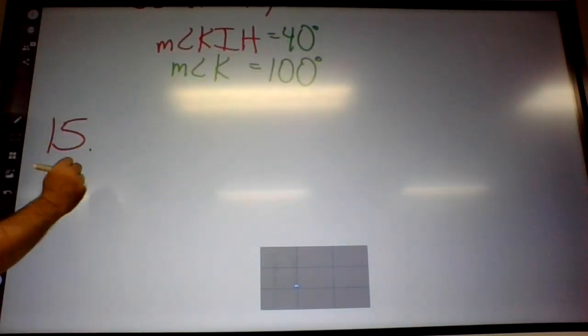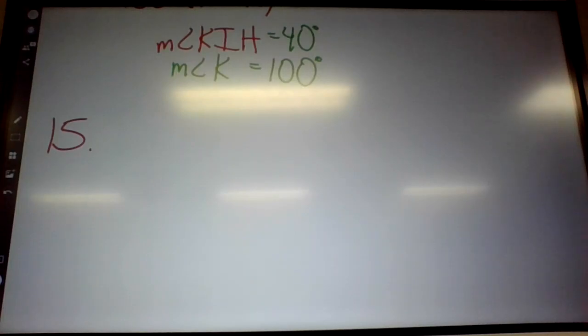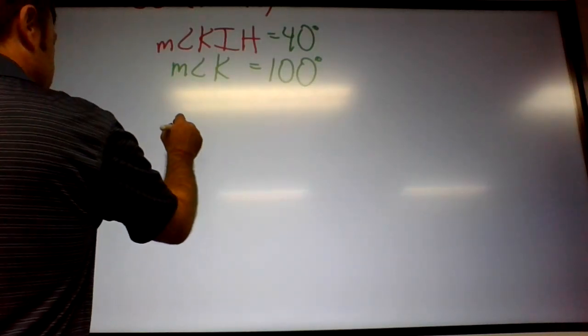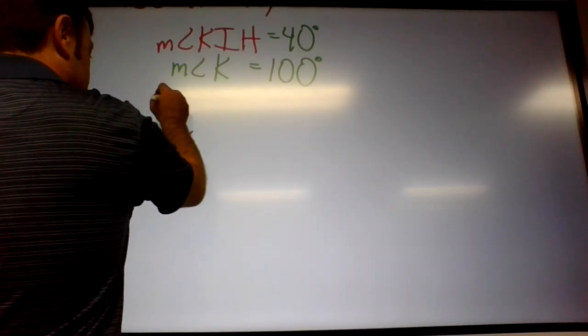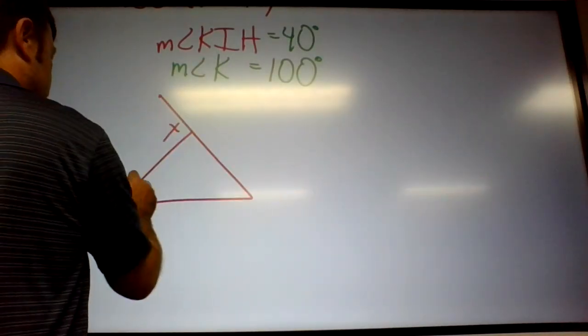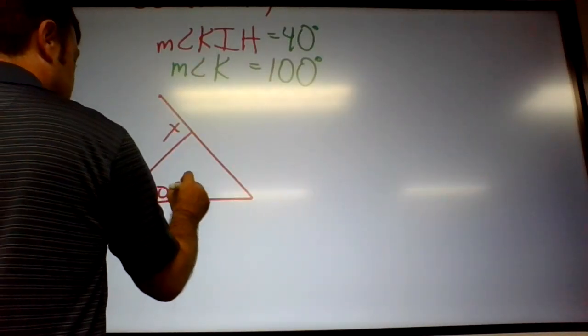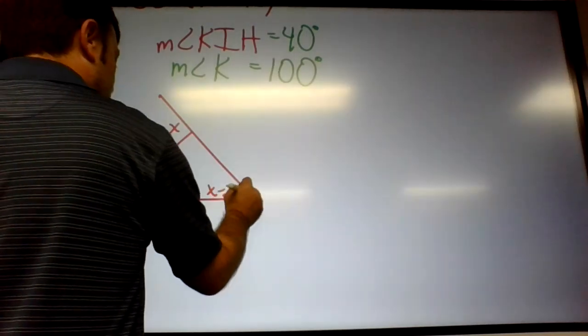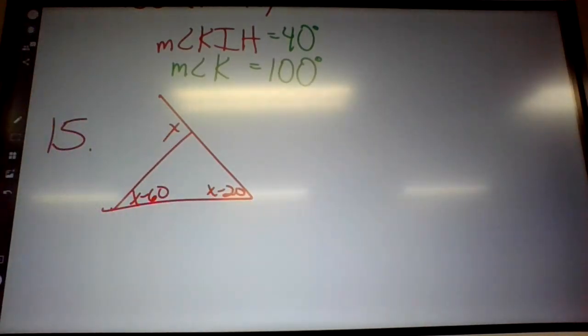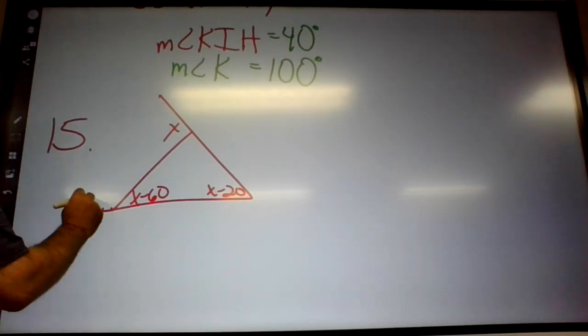All right. 15. Okay, we got x minus 60, x minus 20, and x.